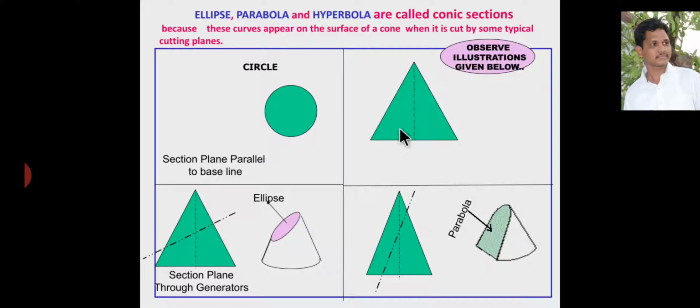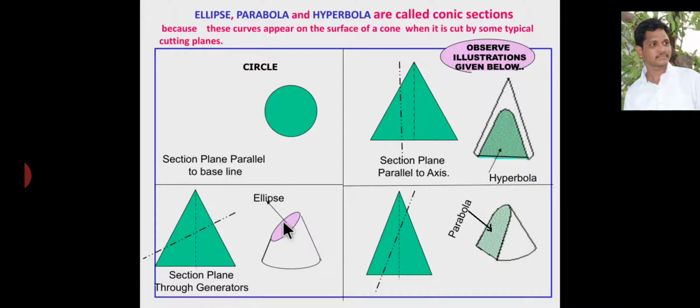In case of hyperbola, the section plane cuts the base and it is inclined at a small inclination with the axis of the cone. Then the section is a hyperbola. So this is a hyperbola.